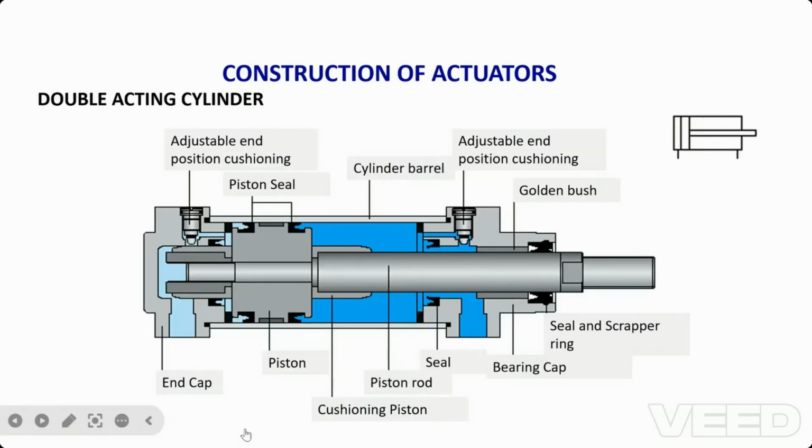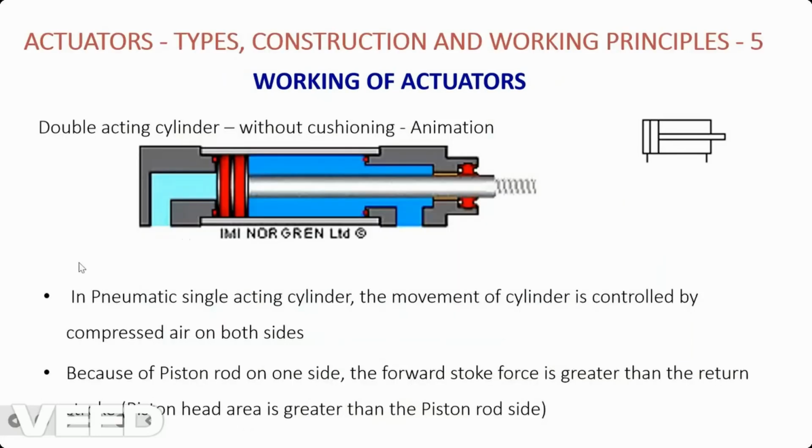So the next one we have is the double acting cylinder, which is nothing but the updated version of the single acting cylinder. In the double acting cylinder, they have eliminated the spring and placed an outlet at the other end also. So for each movement, for extension movement and retraction movement, we need to give air pressure for both the directions of movement. So this is the double acting cylinder.